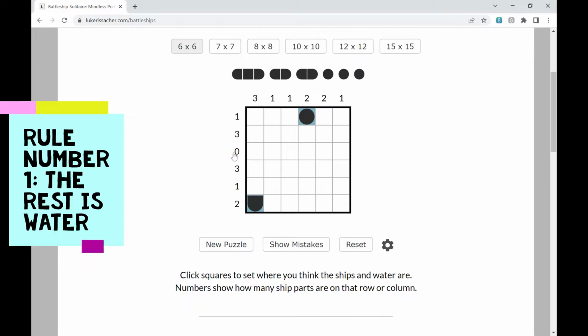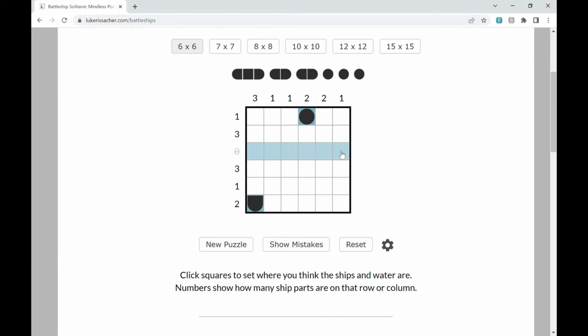Aha! So we know that within this column there are 0 segments of battleship. So therefore the rest is water. So we'll give each of these a click and turn them into water. Okay, can we do that anywhere else?